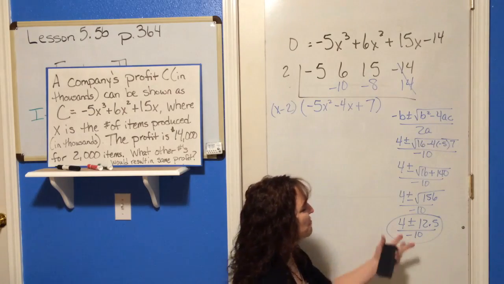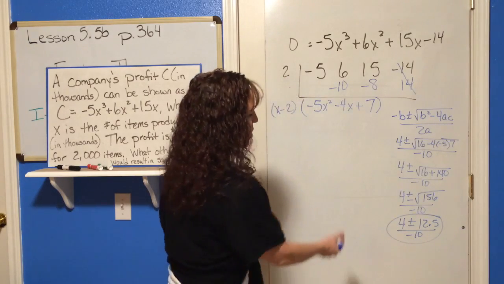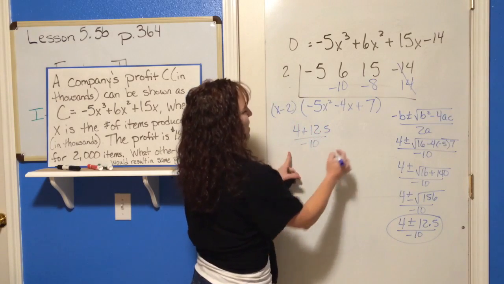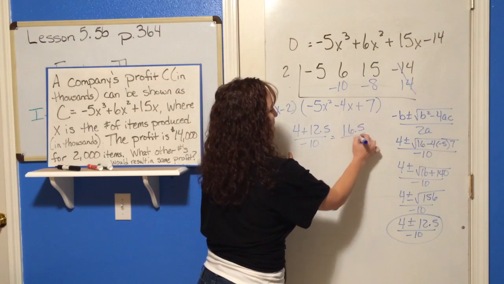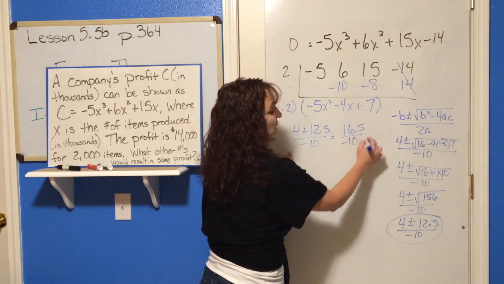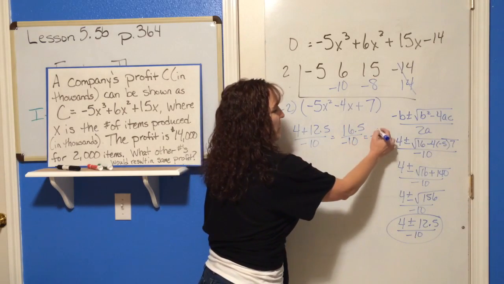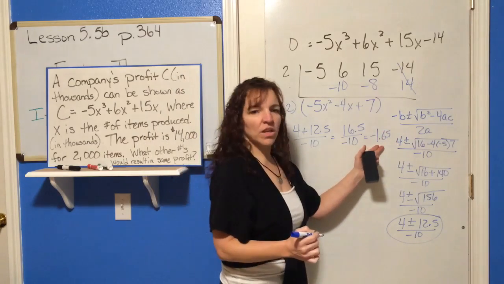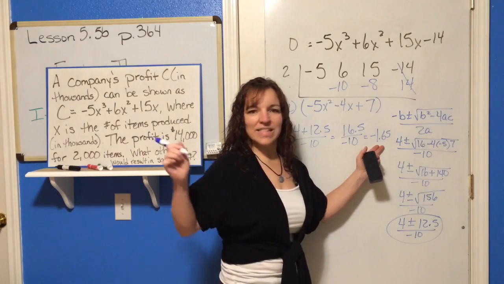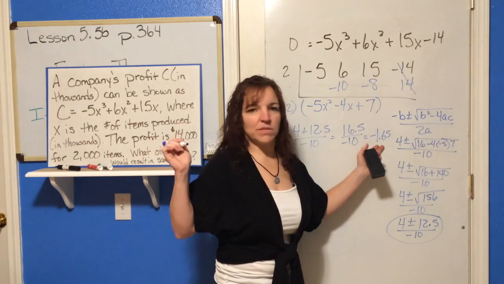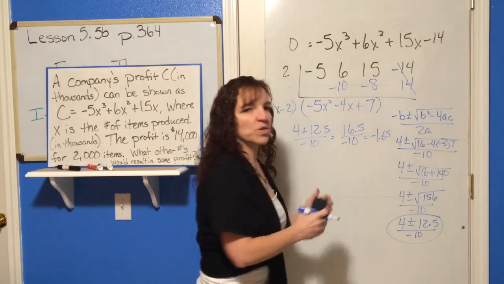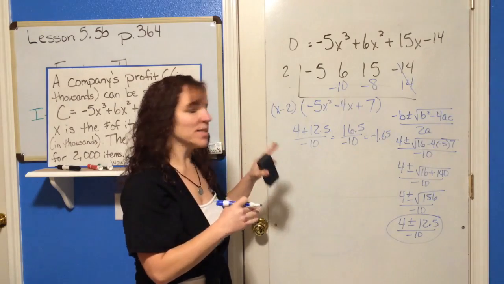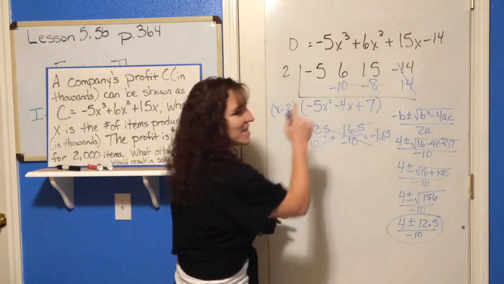But what we can do is let's finalize it. Let's finish it. So we've got 4 plus 12.5 over -10, which is going to be 16.5 divided by -10. So this is going to be a negative answer, -1.65. So is a negative answer even possible? Can I sell a negative amount of items? No, I can't. So this zero is going to cross the x-axis on the left of the y-axis.